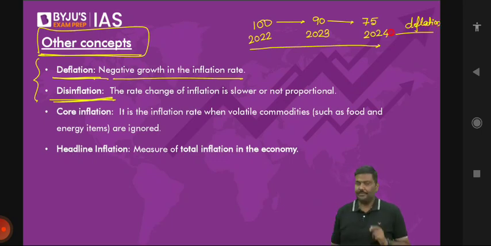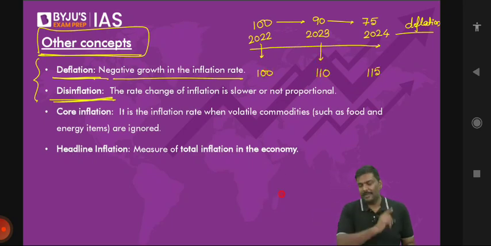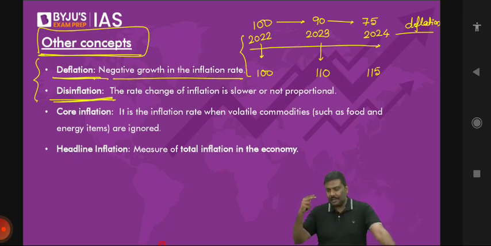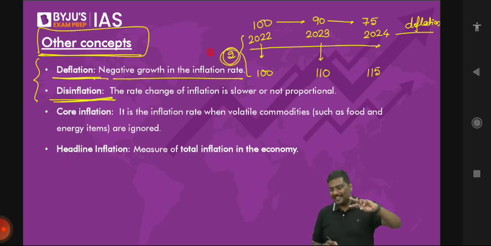Second one, disinflation. Same years, 2022, 100 rupees. 2023, 110 rupees. 2024, let's say 115 rupees. Now tell me, in the second example, is there inflation? Of course, yes. 100 to 110, 110 to 115. There is inflation. But now look at the rate of inflation.